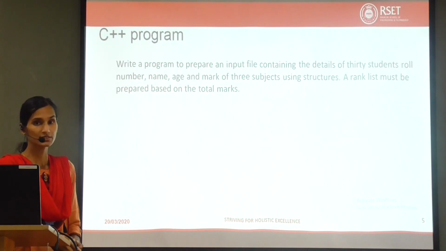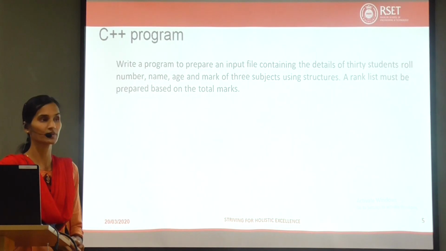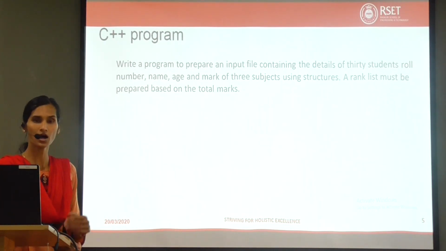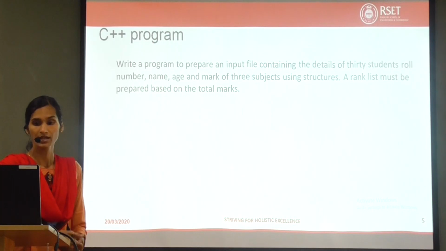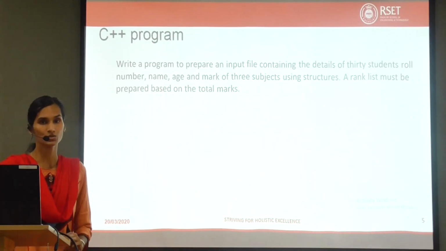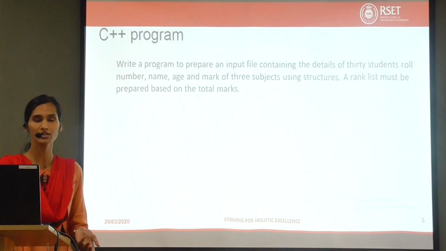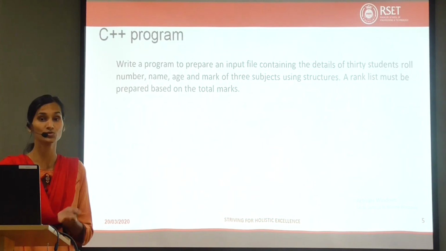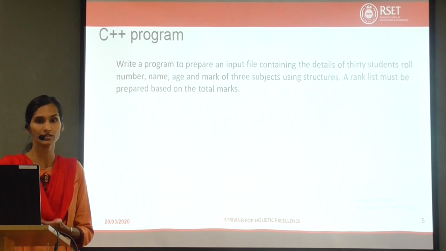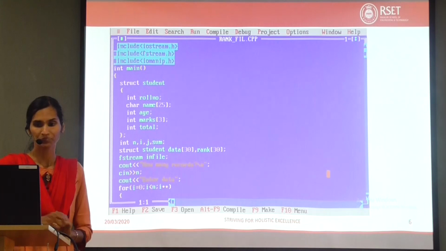Now once the structure is created by the C++ program, it is written into an input file and we also calculate the rank list, that is based on their total marks, how they can be graded from the highest rank to the lowest rank. So we also do a sorting and we write it out into a file. From the file, we again use the C++ program to read it out and print it out from the file we have written. Let us see the program.